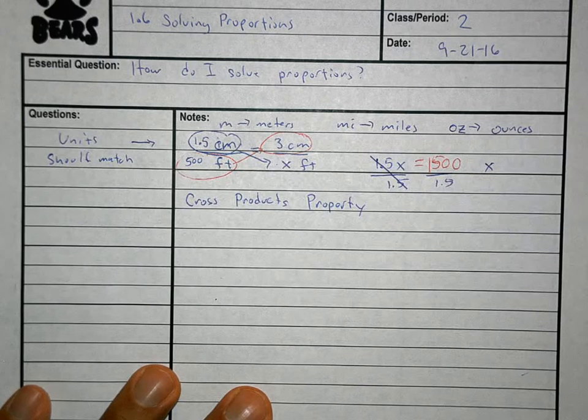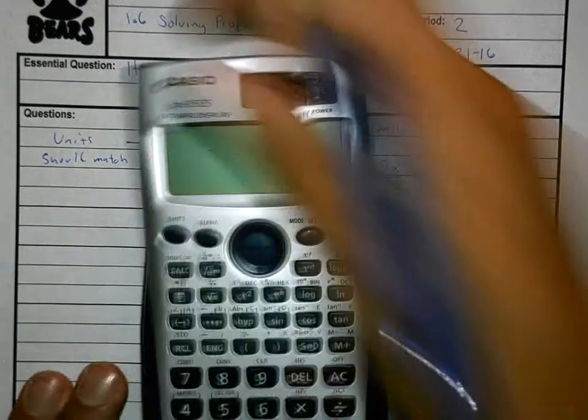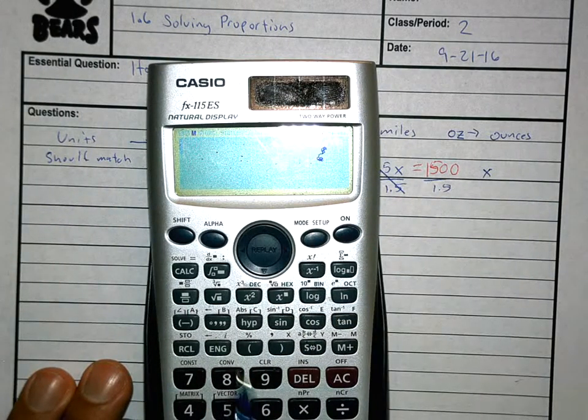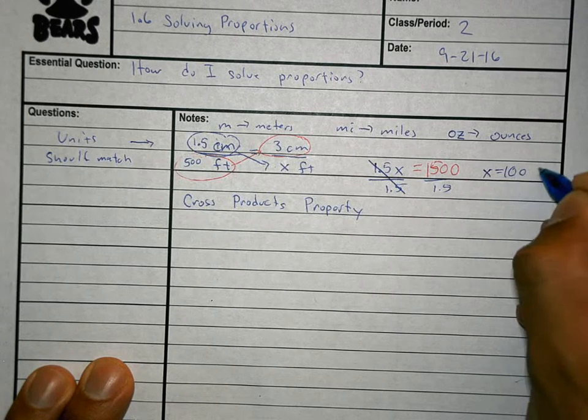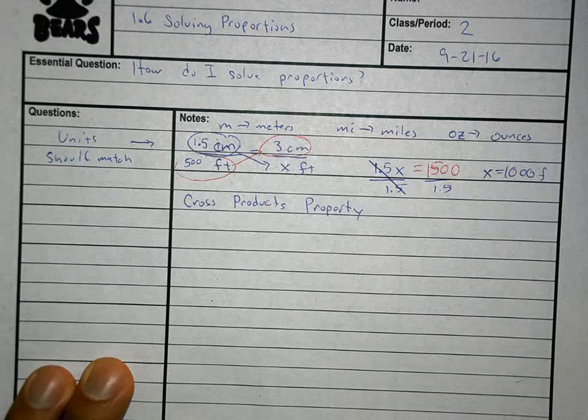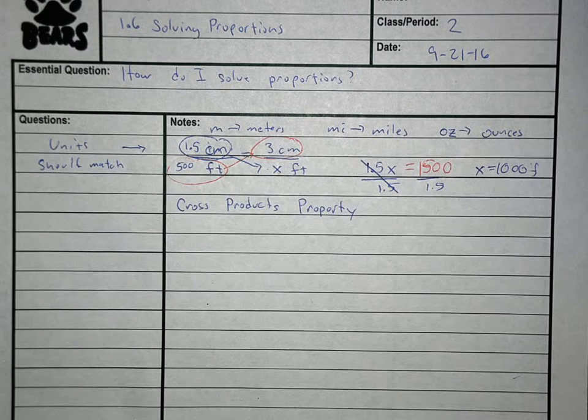And if I put 1.5 into 1,500, I'm almost positive it comes out nice and even. Is 1,000 what? Feet. That's how many feet it is to go from the band room to the front office. Not too far. 0.2 of a mile. Yes?